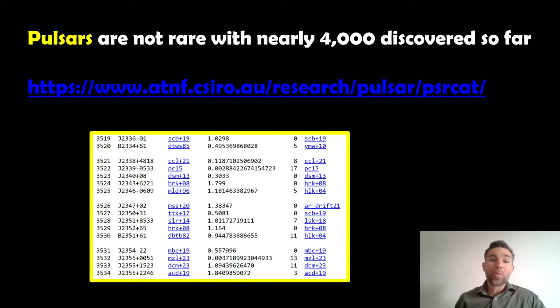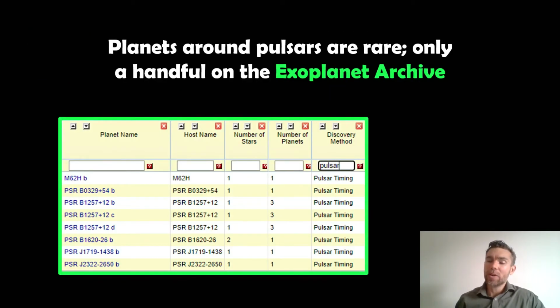Now, pulsars are not particularly rare. There's nearly 4,000 that have been discovered so far, and there's a list here if you want to go check that out. So pulsars are not particularly rare, we've got lots of those. What is rare, however, is exoplanets or planets orbiting the pulsars. And as I mentioned before, the fact that they're there is unusual.